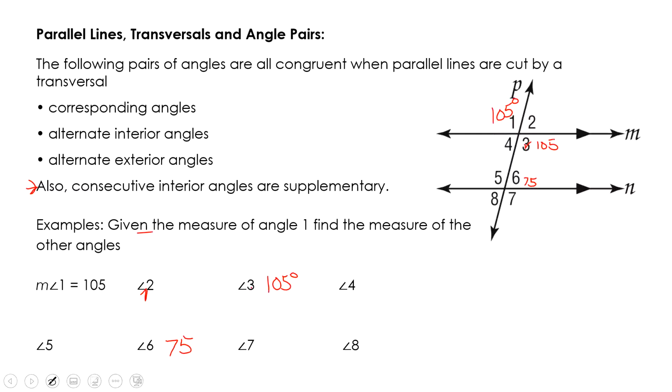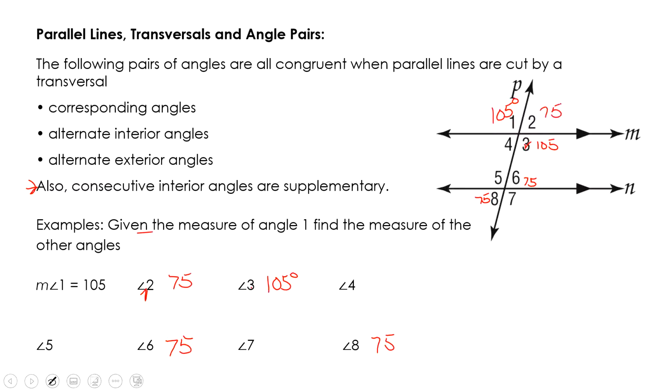So now I can look and think, oh, wait, there we go. 6 and 8 are vertical angles. Vertical angles are congruent. So angle 8 is 75 degrees as well. Then I start looking and say, okay, wait a minute. Angle 2 and angle 6 are corresponding angles. They're in the same location relative to the line and the transversal. So that makes them congruent. So that makes angle 2 75 degrees. Is that making sense?